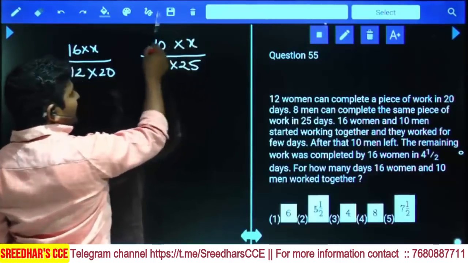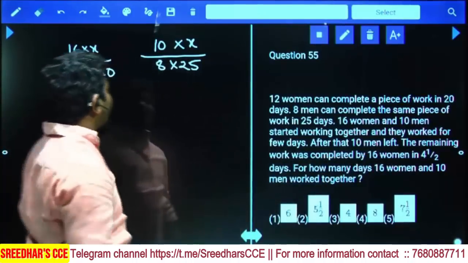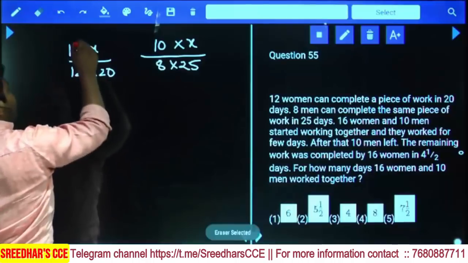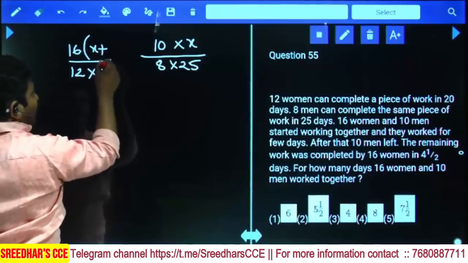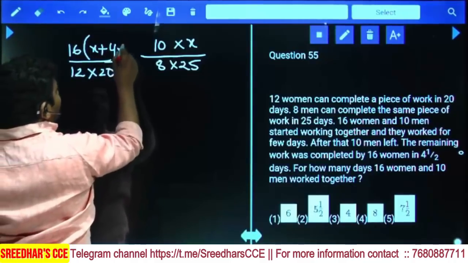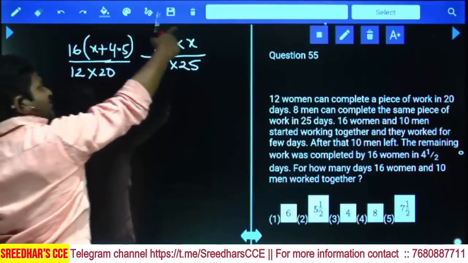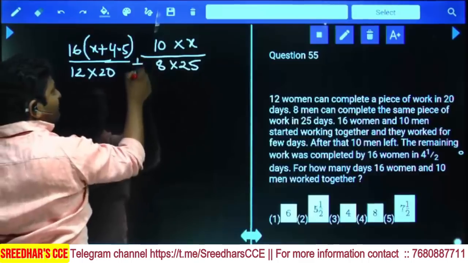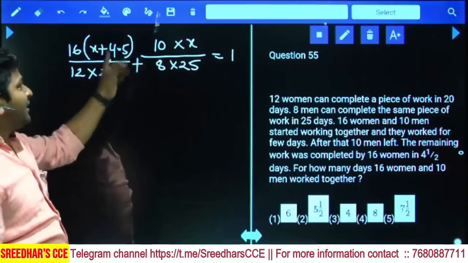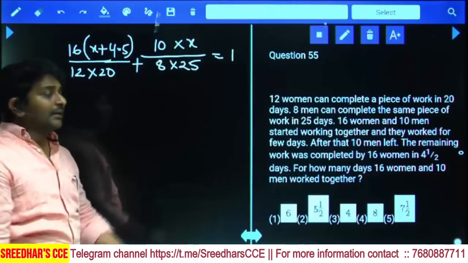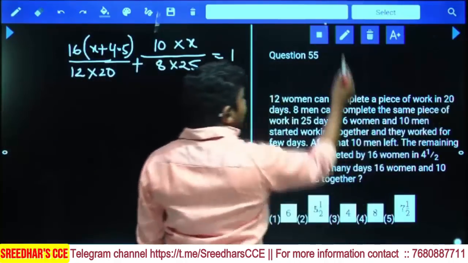And after that, 10 men left. The remaining work is completed by 16 women in 4.5 days. So now 16 women already worked for X days. Apart from that, they also worked for 4.5 days. So this is work done by total women, this is work done by total men, and sum of both is equal to total work, which is equal to 1. If you solve it, you can calculate X value. This is one way.